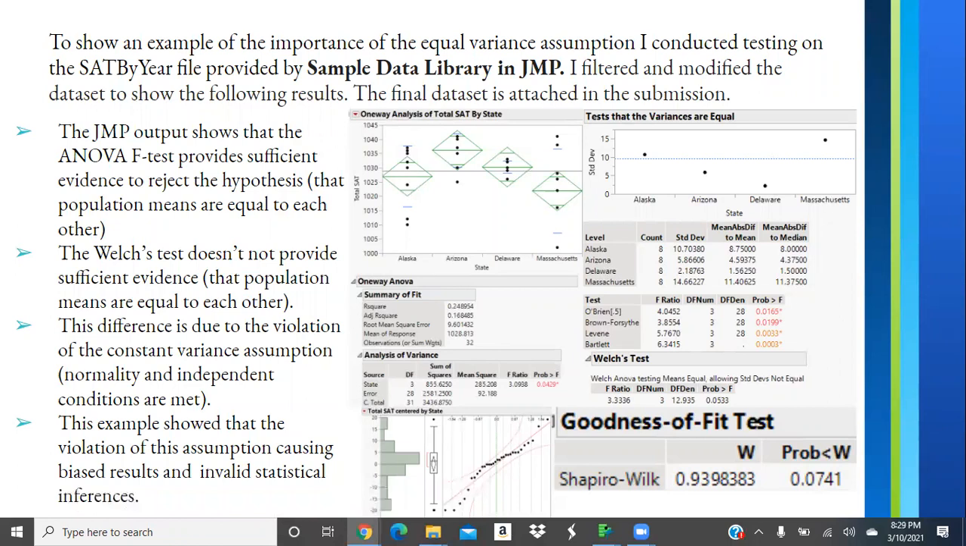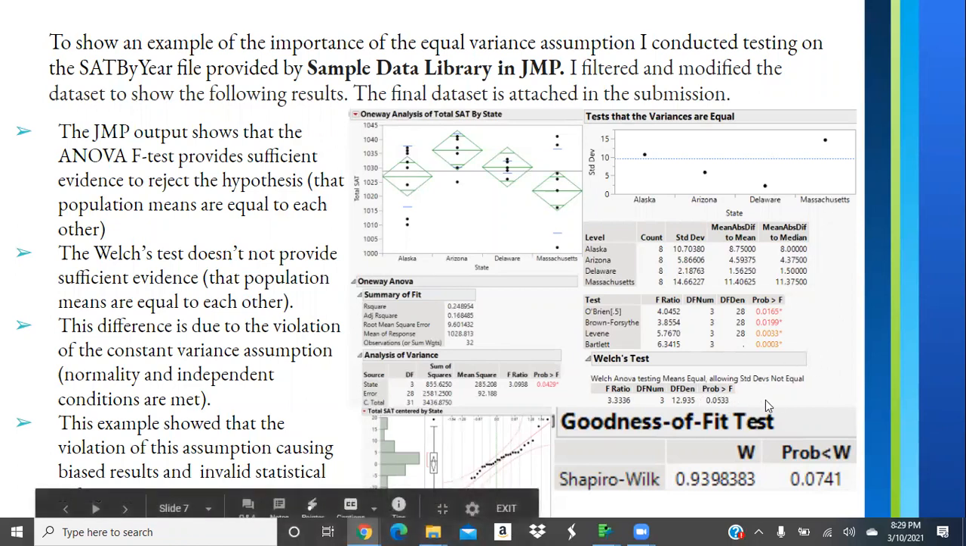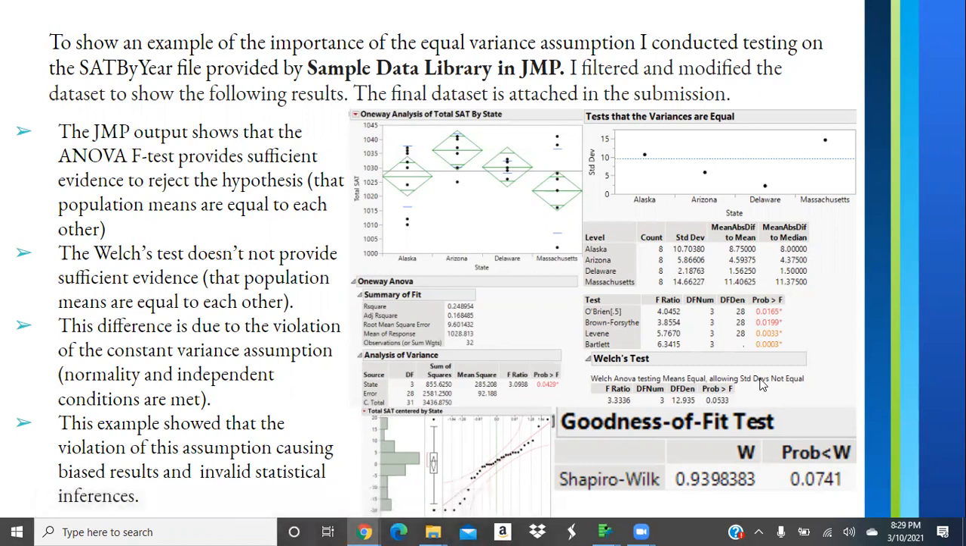hypothesis. The Welch test indicates that there is not sufficient evidence to reject the null. So basically, we don't have conclusive evidence. However, the ANOVA F statistic gave us conclusive evidence. The cause of these conflicting results is the equal variance assumption.